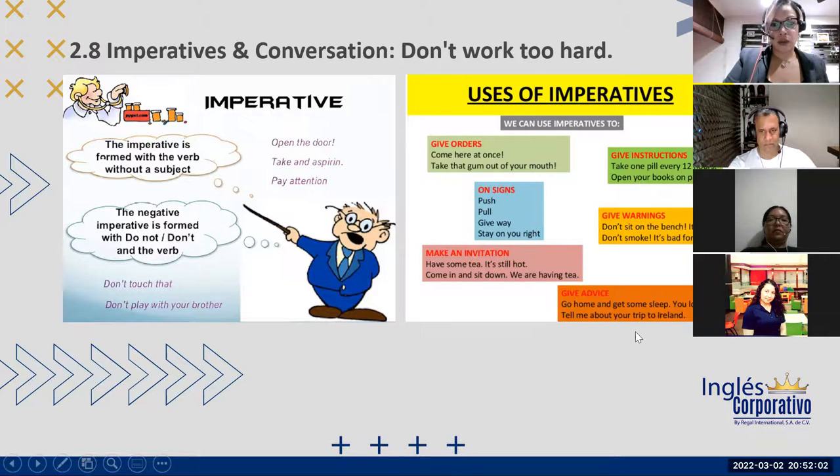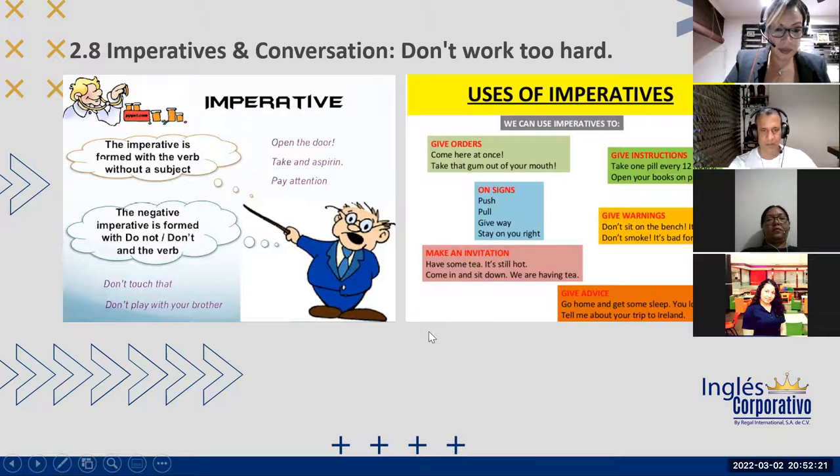Y aquí están los usos, ¿verdad? Y algunos ejemplos. Use of imperatives. Los podemos usar para dar órdenes. Ejemplo. Come here at once. Okay. Ven acá de una vez. Come here at once. Teacher. Take the gum out of your mouth.